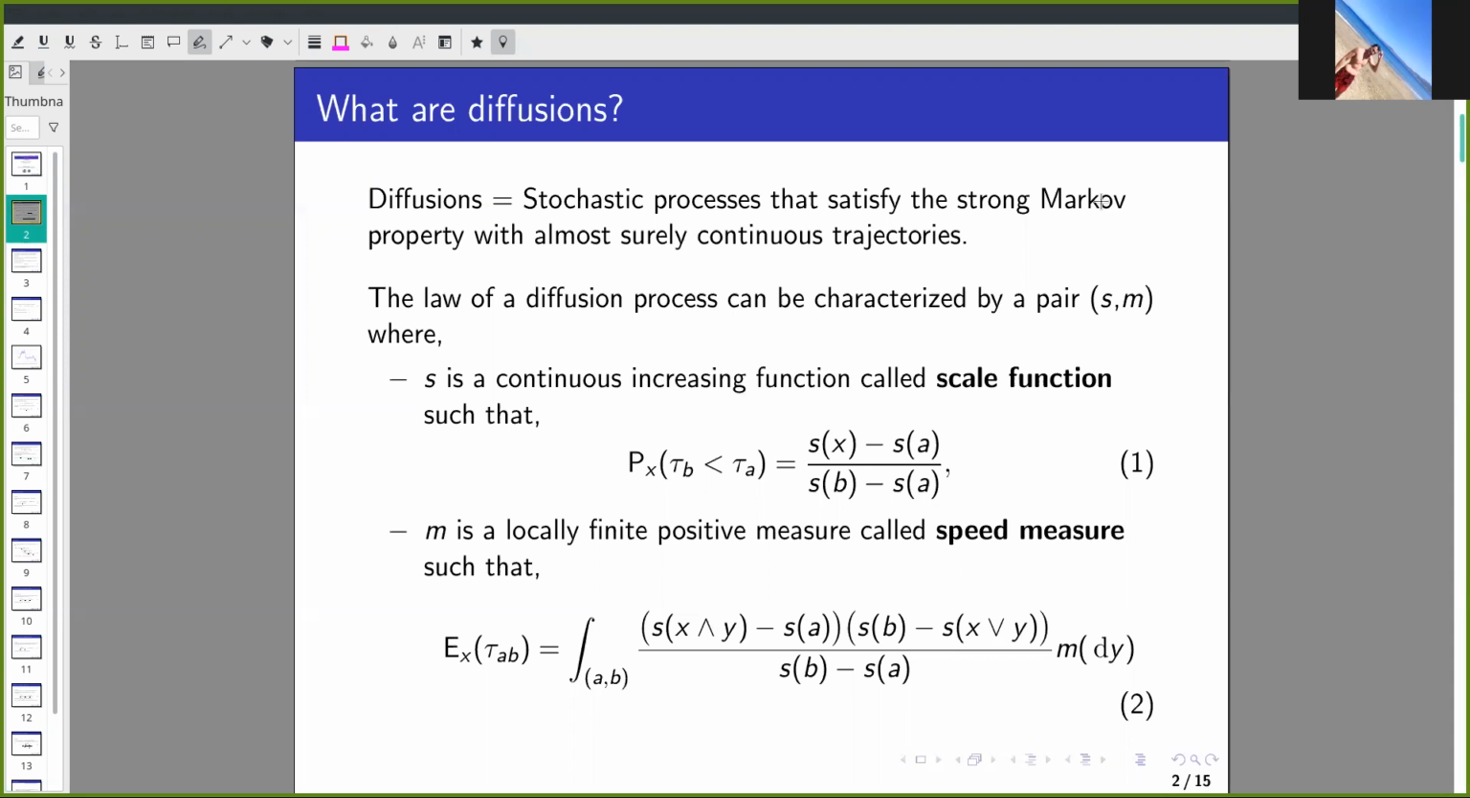We are also in one dimension, and in one dimension, one thing we can do is to characterize a diffusion process with a pair composed of one function and one measure. The function is called the scale function, and it tells us in which direction the process has more probability to move. As we're in one dimension, this direction is up or down. M is a measure called the speed measure and tells us at which speed the process exits compact intervals. The higher the speed measure, the more time the process takes to exit compact intervals.